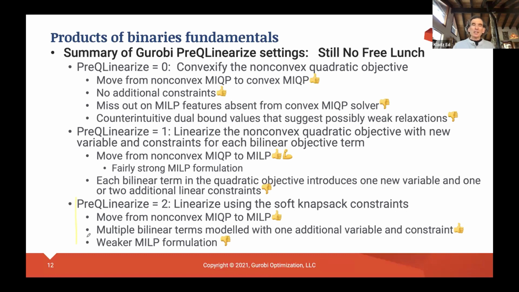So this is much more compact, but again, there is no free lunch in the sense that what we found is this formulation of the MILP tends to be weaker than the one where we generate additional constraints and variables for each bilinear term. So there are trade-offs here, but each has its own advantage depending on the nature of the model. And then again, we also have the setting associated with setting Gurobi's PreQLinearize parameter to 0, where we do this convexification and we're moving from a non-convex problem to a convex one without adding any constraints. But there also are the downsides that we miss out on some MILP features that are lacking from a convex MIQP solver, such as Gomory cuts, for example. And then we also saw how you get these counterintuitive bound values associated with a weaker relaxation.